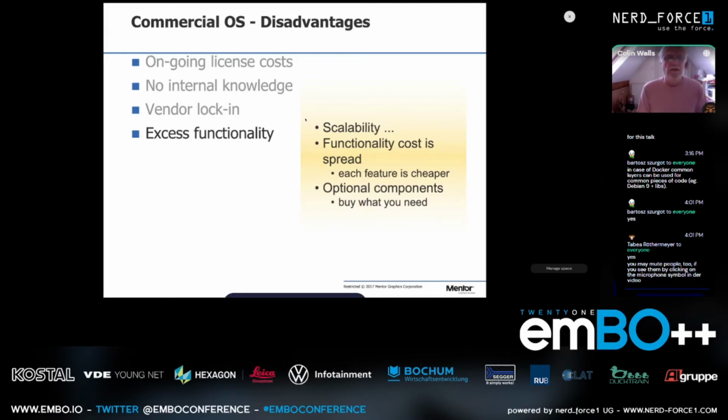Scalability is the ability of the operating system to have functions included or not as necessary. You're buying all the different functionality when you buy a commercial operating system, but that cost is spread across hundreds, thousands of customers. So therefore, you're not really buying something you don't need in general. And you'll probably have optional components like the file system or graphics and so forth, and you'll only buy what you need.